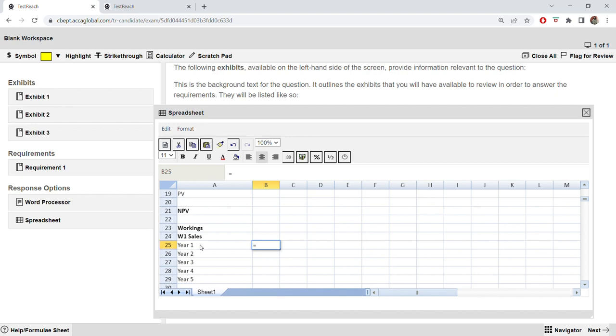Sales price is 750. Volume is 50,000 in the first year. Rest all is 80,000. So 50,000 into 750 into 1.06, because it is the first year.